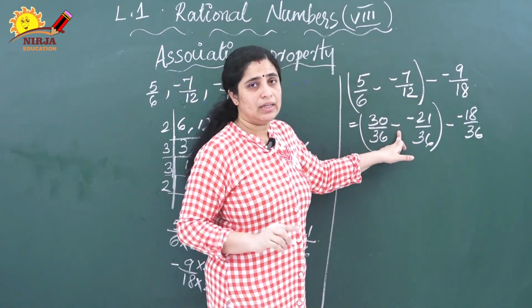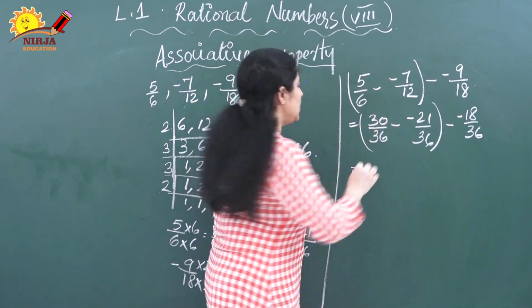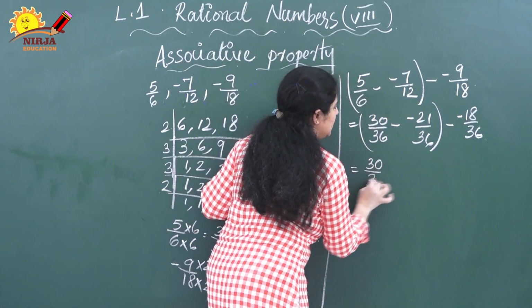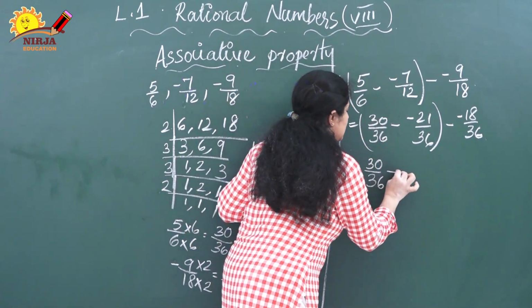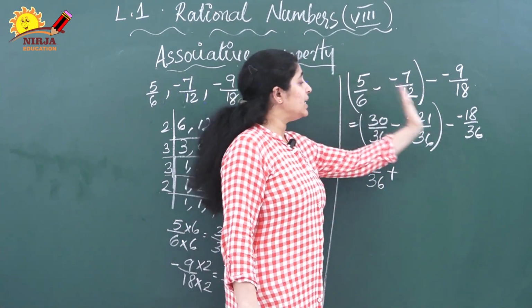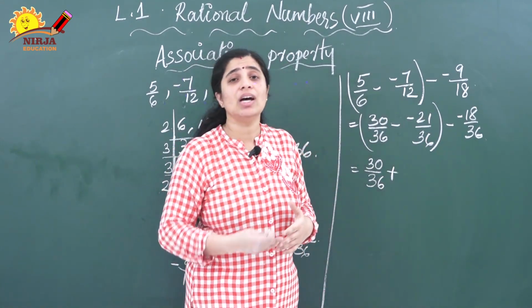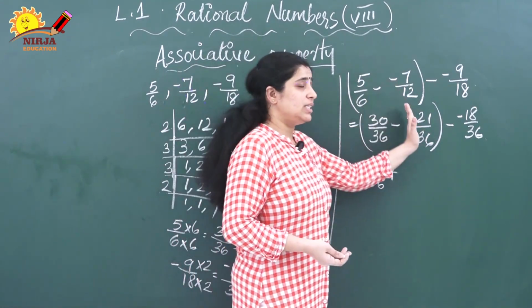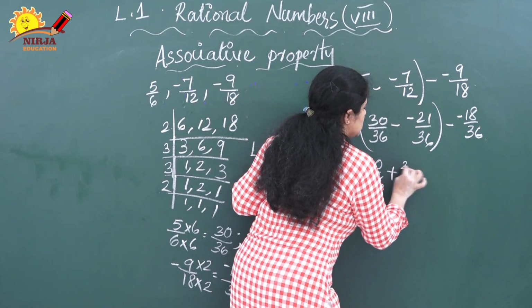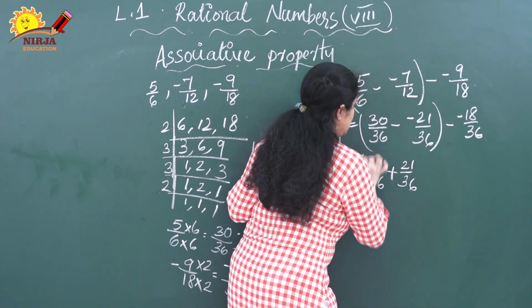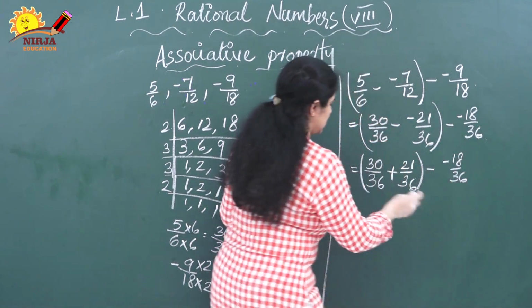Here you have to apply the subtraction integers rule. So 30 by 36, and the subtraction sign will change into addition sign, that is plus. Now write the additive inverse of the second number. Additive inverse means you have to change the sign of the second number. Here it is negative, so changing the sign means it will change into positive, that is 21 by 36 minus 18 by 36.